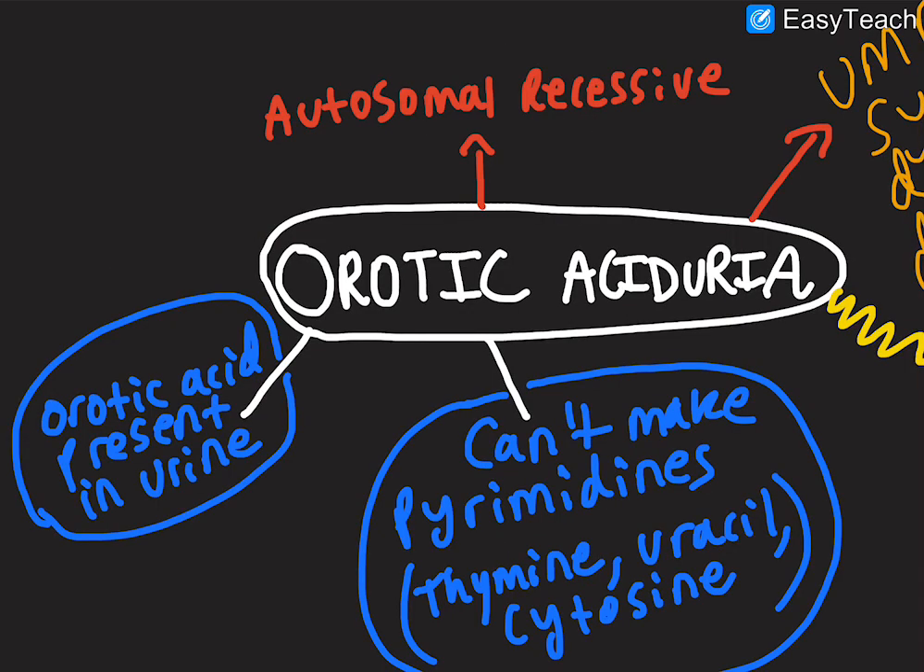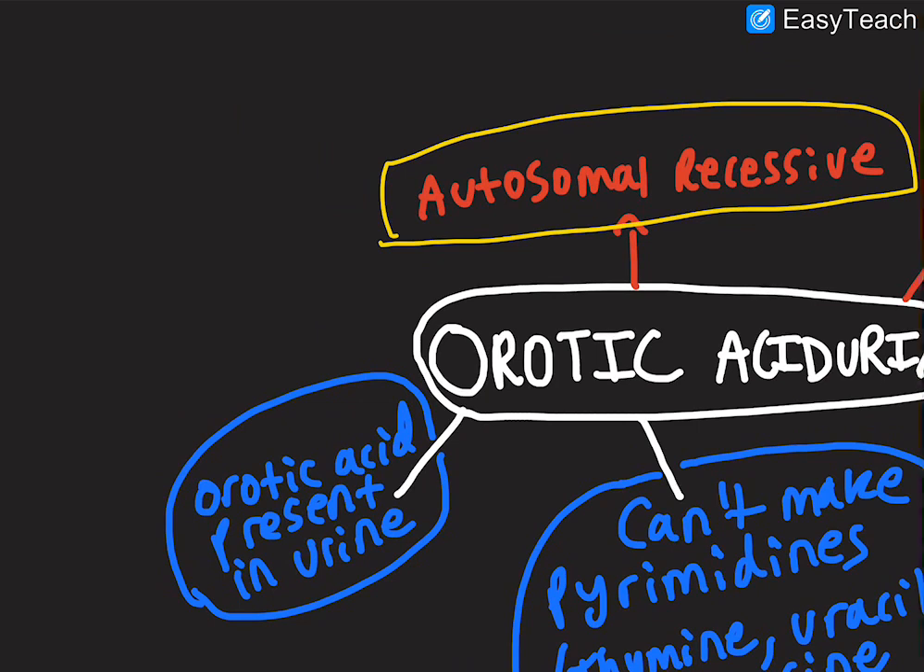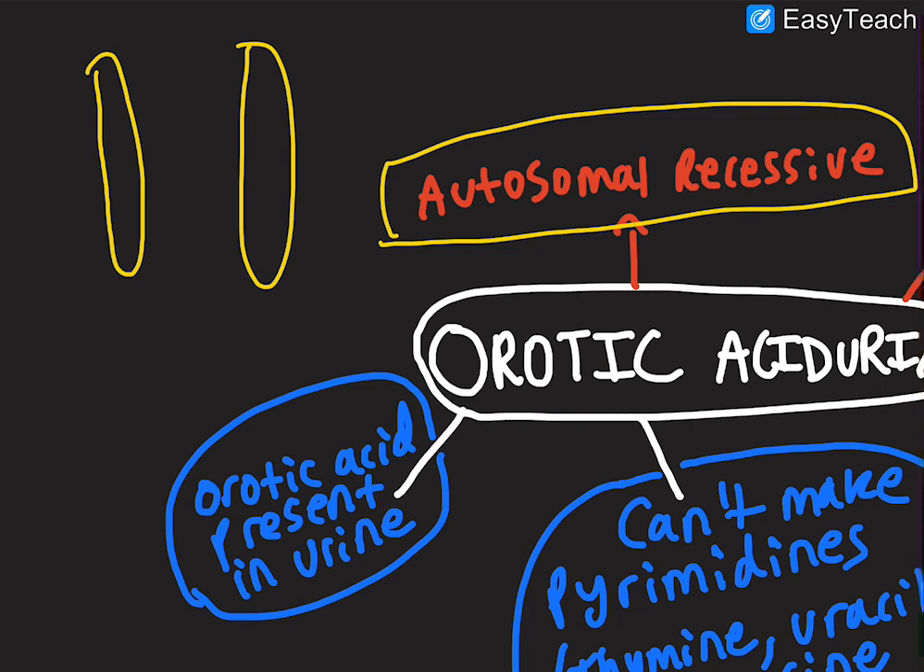So just to start off with, it's important to note for exams, right, that orotic aciduria is an autosomal recessive condition. So what that means is, let's say you have one chromosome from mom and one chromosome from dad, right? And let's say we have our UMP synthase gene here on these two. So autosomal recessive means you need both of your copies to be mutated. Okay, so you need the gene from your mom to be mutated, and you need the gene from your dad to be mutated in order to have this disease.